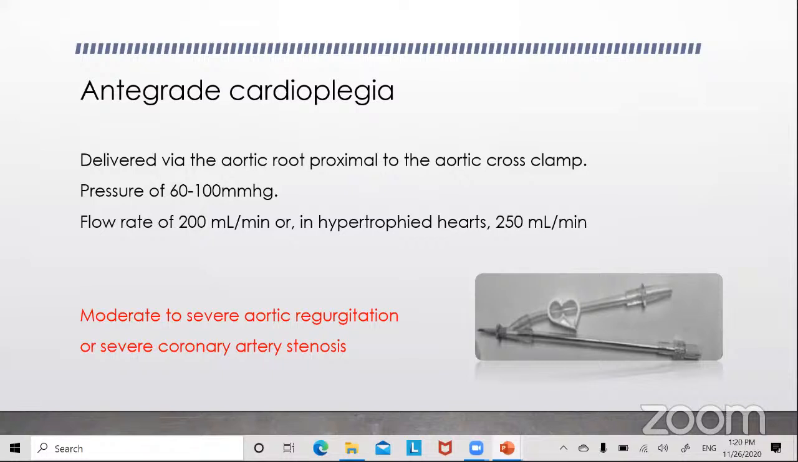If this happens, the infusion rate should be slowed to give the correct dose over time. It is given at a rate of 200 to 250 ml per minute, or it can be more in a hypertrophied heart. The efficacy of antigrade cardioplegia delivery may be compromised by severe coronary artery stenosis, and it should not be used in moderate to severe aortic regurgitation. Why can't we use it? So we avoid ventricular damage by mechanical dilatation. In this situation, antigrade cardioplegia can be given, followed by direct ostial cardioplegia, or antigrade followed by retrograde cardioplegia through the coronary sinus.